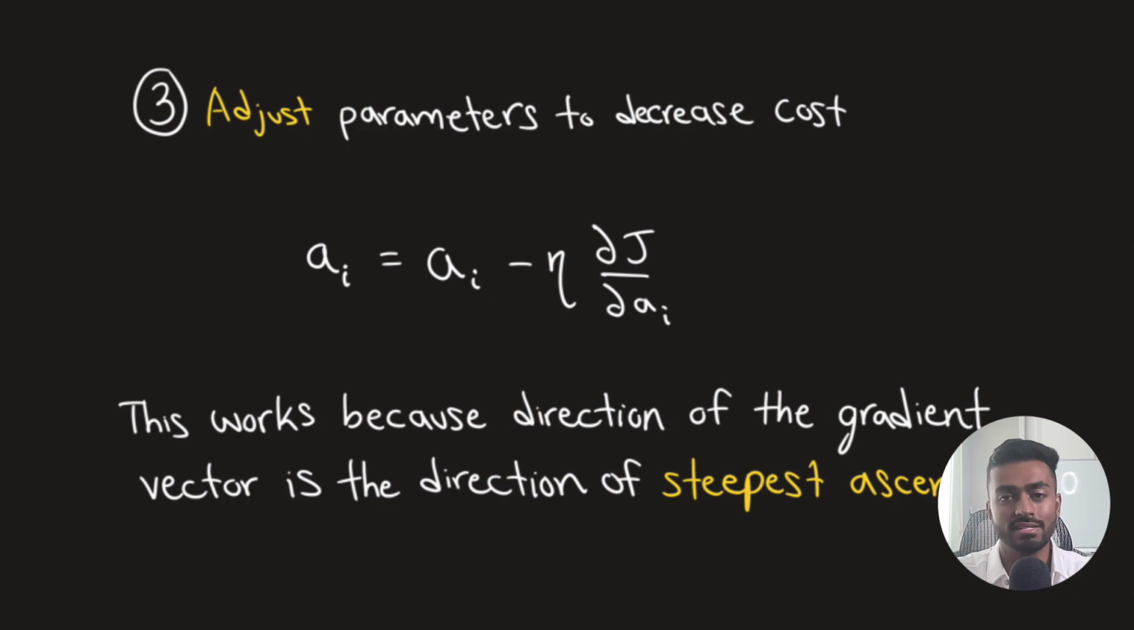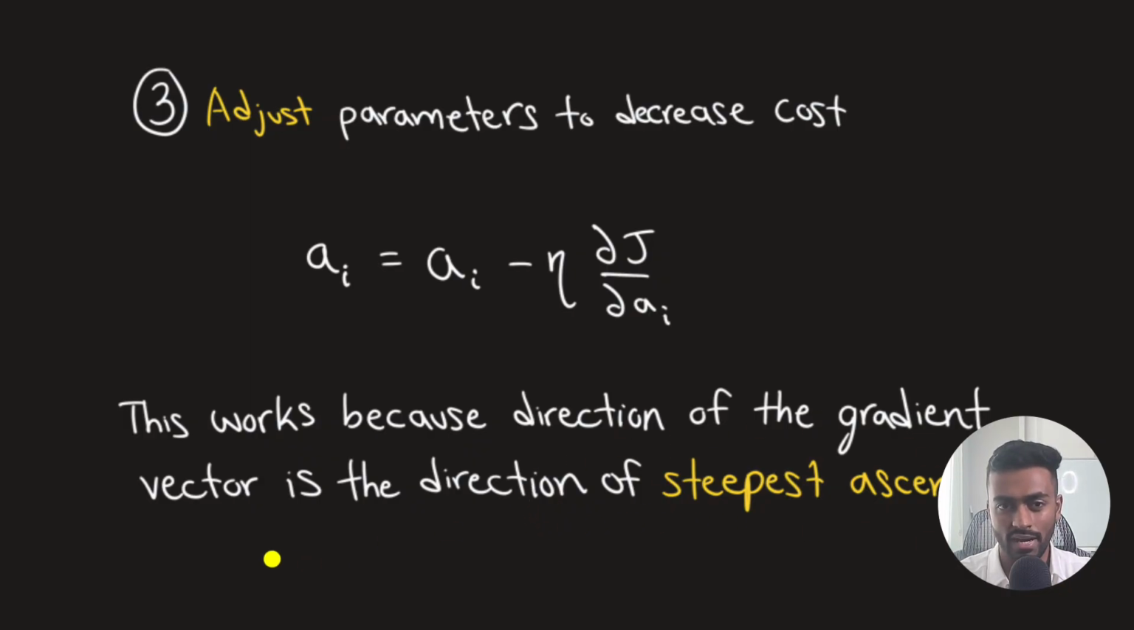This works because the direction of the gradient vector is the direction of steepest ascent. So just to pause and ponder, I'm going to repeat that again. This works because the direction of the gradient vector is the direction of steepest ascent. So let's get into the details of what we mean by this.